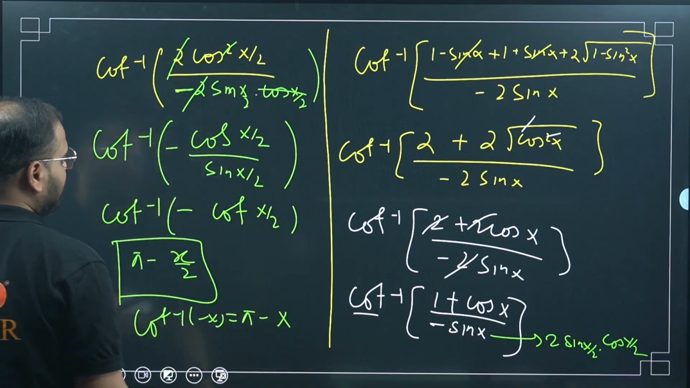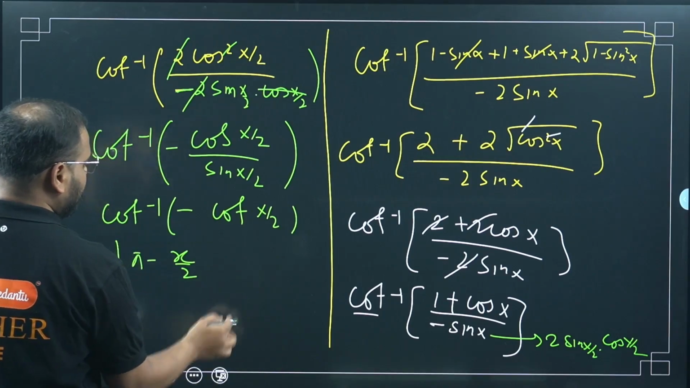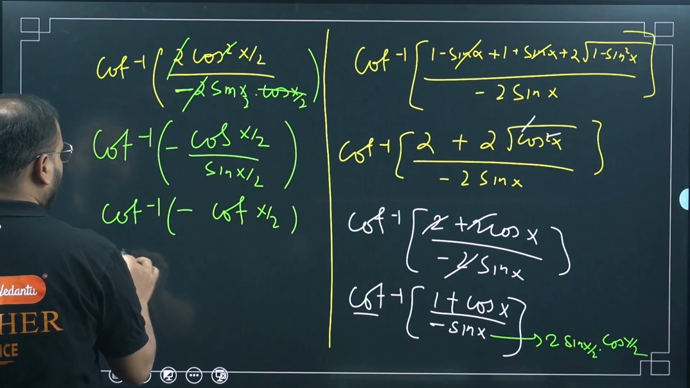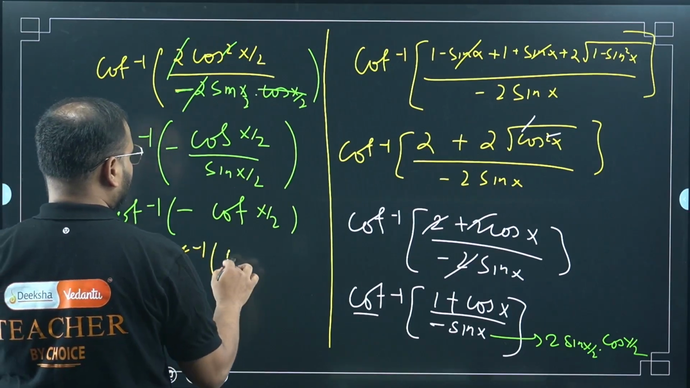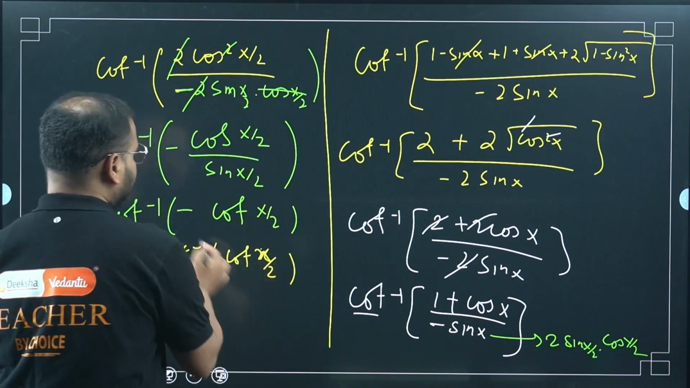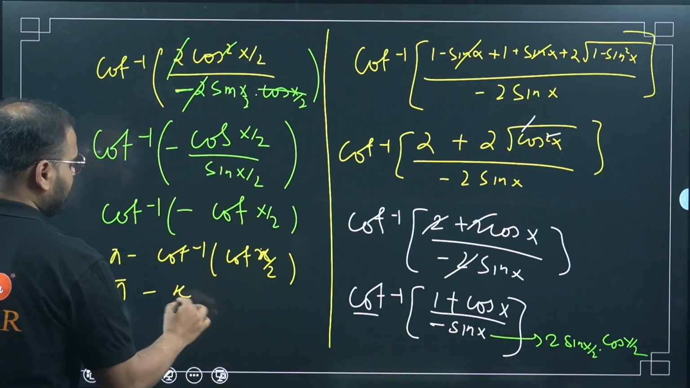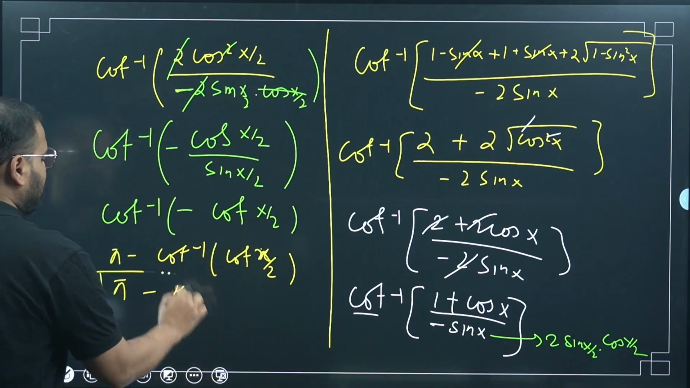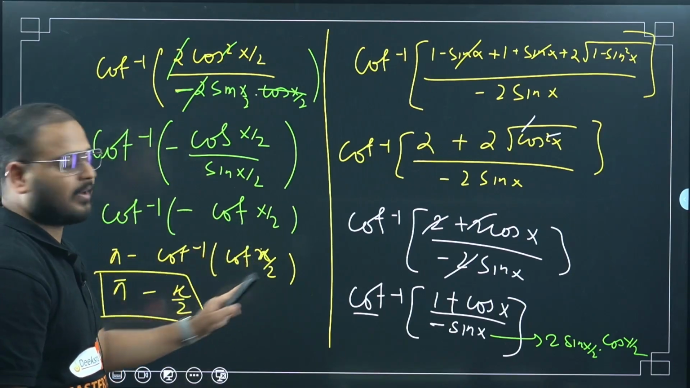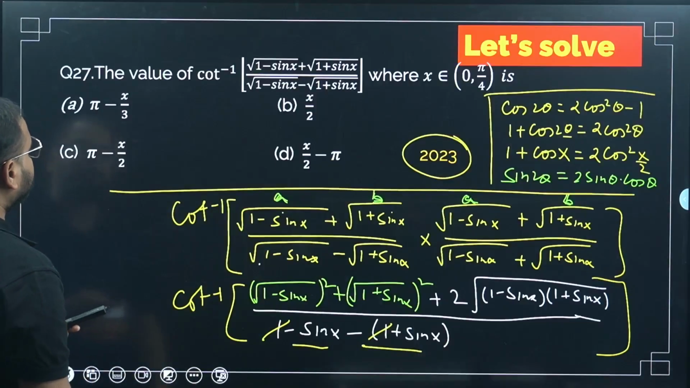Pi minus x, right? So if I want to write the full step, I can write the full step here. No problem. This will become what? Pi minus cot inverse of cot x by 2. Pi minus theta, right? This will become what? Pi minus x by 2. Please check here. Cot inverse of minus x is nothing but pi minus cot inverse of x. So this is x, right? So this is like this, pi minus x by 2. Any option?